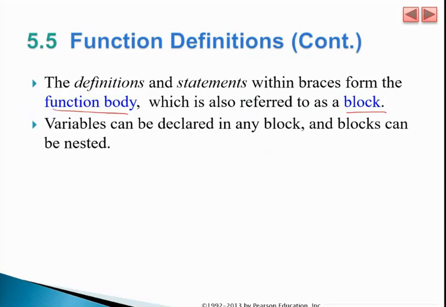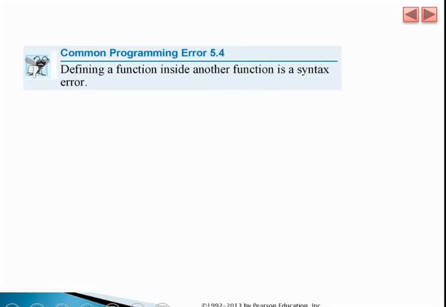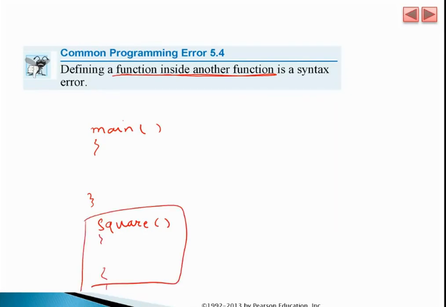And this is called a block or function body. When you open the curly bracket and close the curly bracket for some function, this is called the block of the function. Defining a function inside another function again is an error. We have started our main function, we have closed the curly bracket, and then we have defined our square function. It is not permitted to define one function inside the definition of another function. You can call this function, but you cannot define this function.